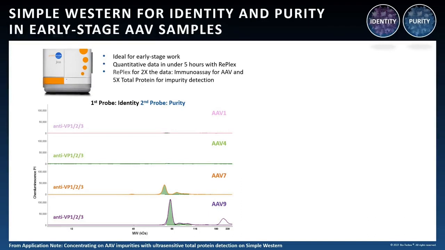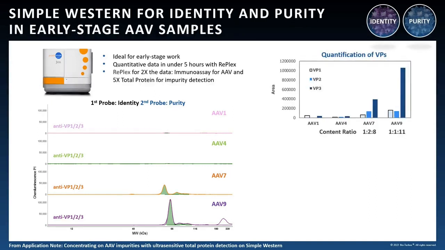Look at 4 different AAV samples shown here: AAV1, AAV4, AAV7, and AAV9, all with the anti-VP123 antibody that I was showing earlier. You can see specific detection of AAV7 as well as AAV9 with no detection of AAV1 and 4. In addition, it appears that AAV7 and 9 have a different molecular weight expression for their VP3 protein.